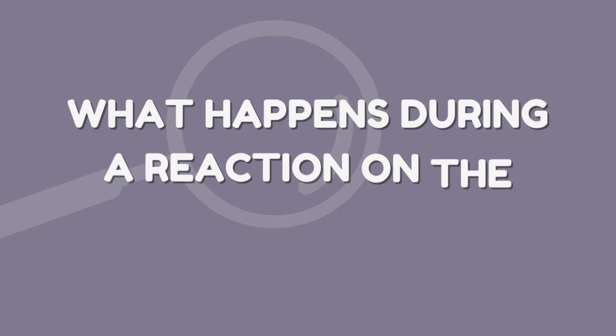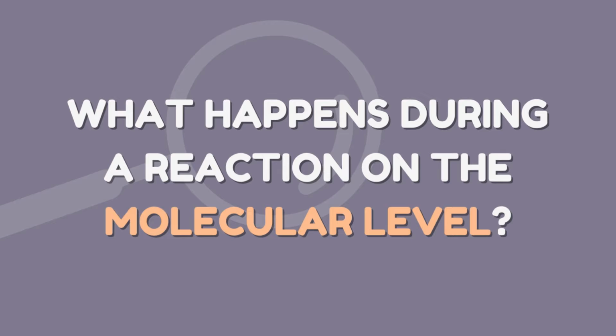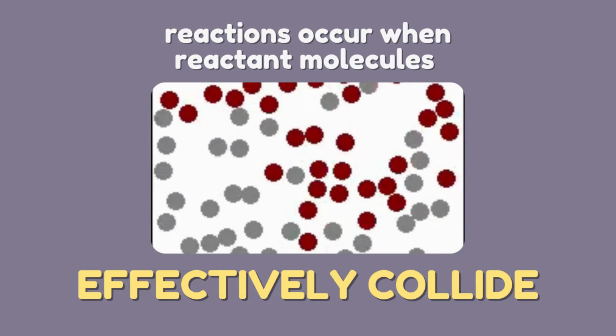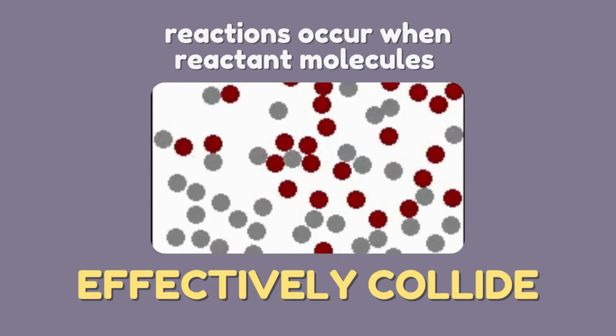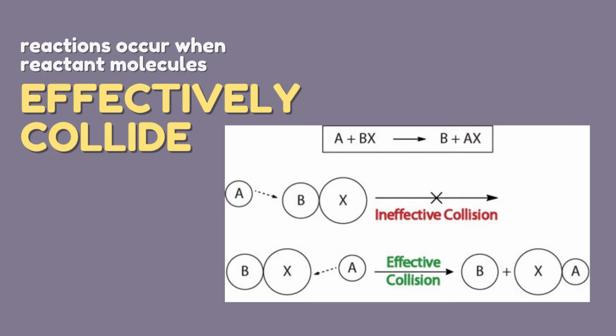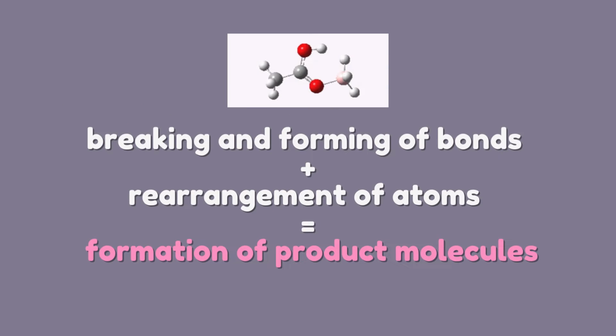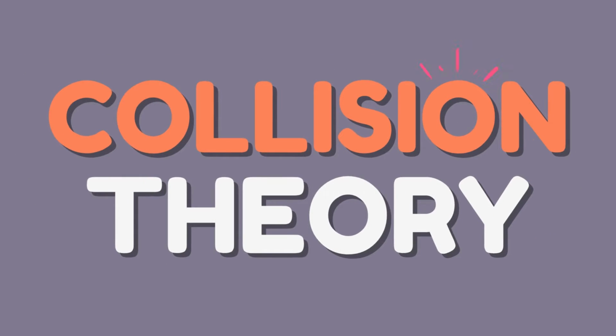Before going into detail, let's focus on the question, what happens during a reaction on the molecular level? Reactions occur when reactant molecules effectively collide. For an effective collision to occur, the reactant molecules must be oriented in space correctly to facilitate the breaking and forming of bonds and the rearrangement of atoms that result in the formation of product molecules. This is all according to the collision theory.